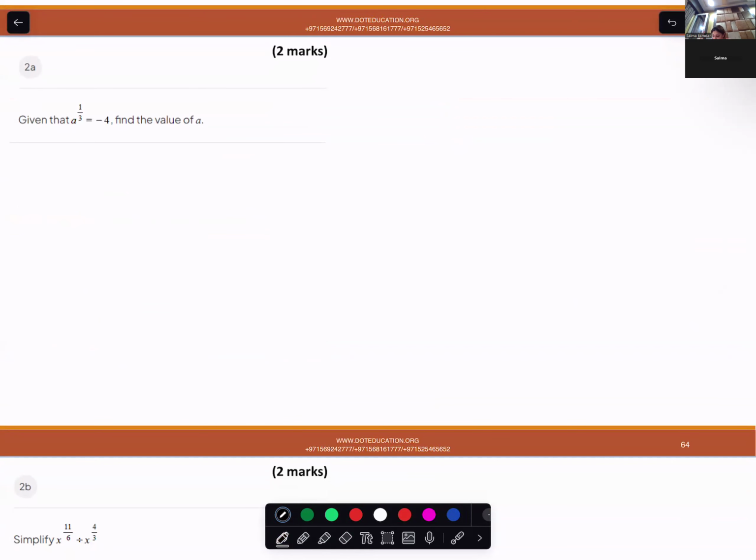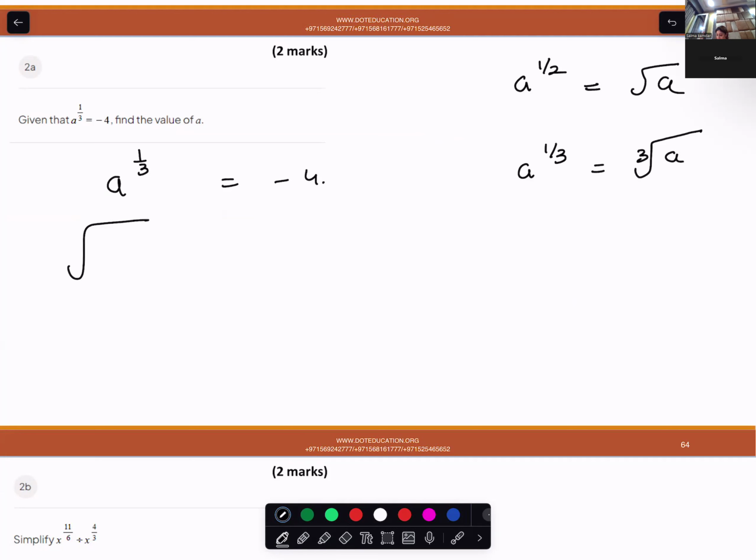You're given a raised to 1 by 3 is equal to minus 4. Find the value of a. I know a raised to half is root a. A raised to 1 by 3 will be the cube root of a. So cube root of a is equal to minus 4.